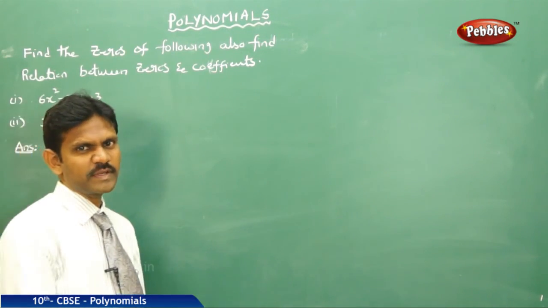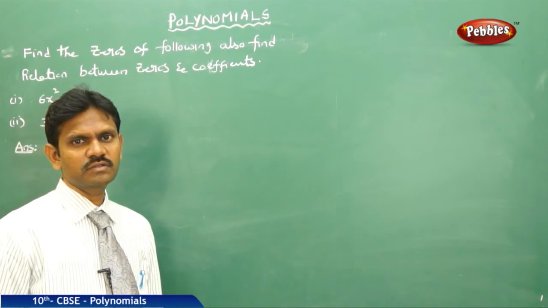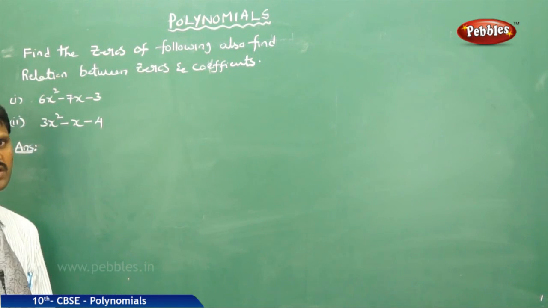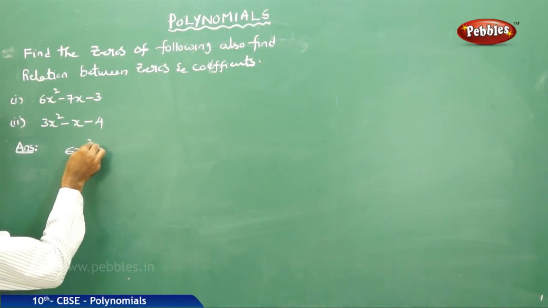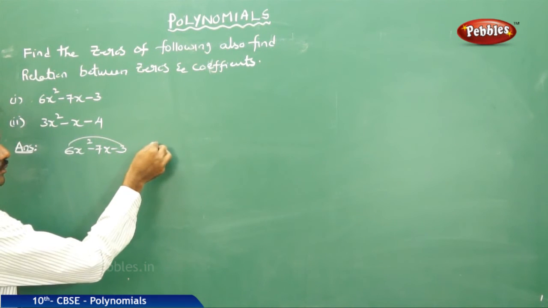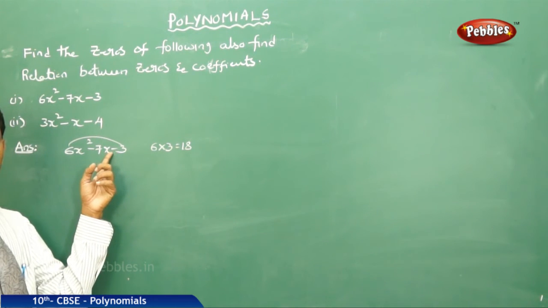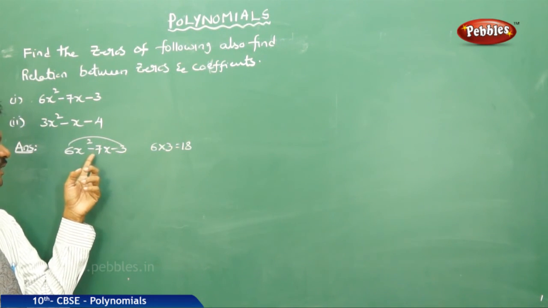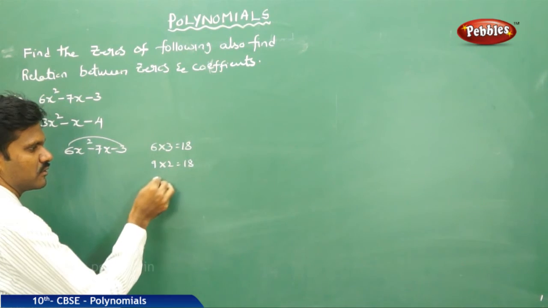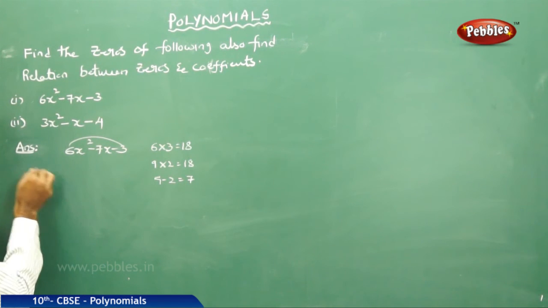Okay, the next important method from polynomials we will discuss today is the relation between zeros and coefficients. Now, our first question is 6x square minus 7x minus 3. 6 into 3 is equal to 18. The sign beside the constant is negative, that is subtraction. After subtraction, we should get the number 7. 9 twos are 18, 9 minus 2 is equal to 7. I got my 7. Now, arrange these factors in order.